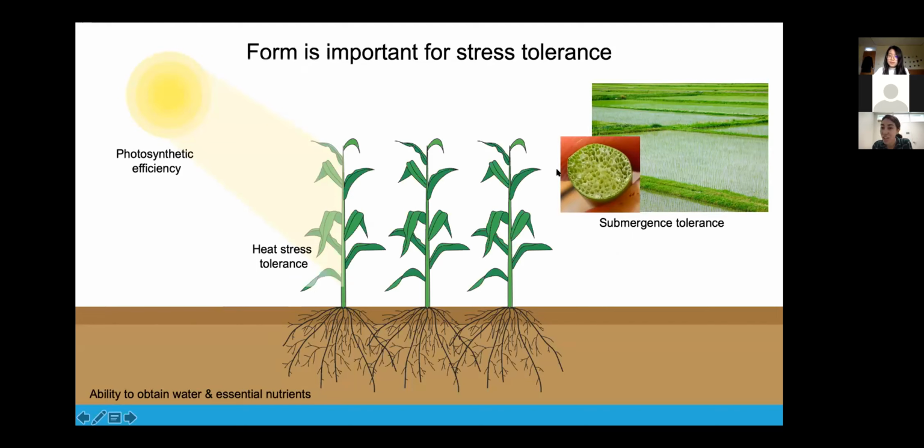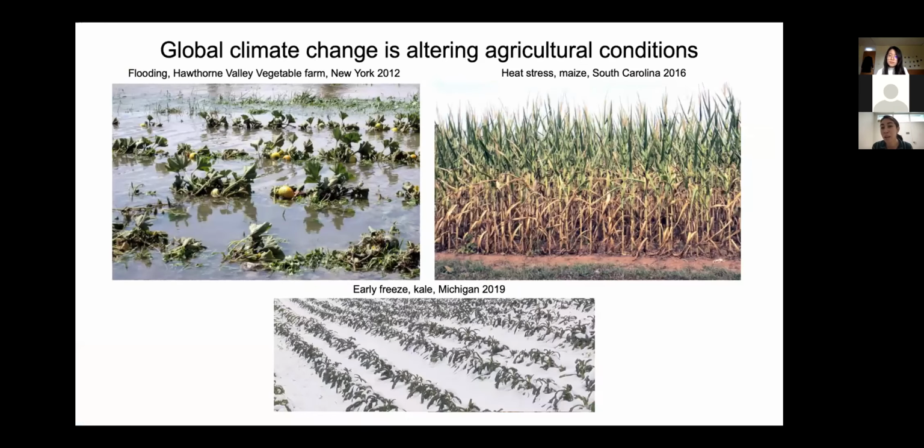In this case, the air channels enable plants to survive in flooded soils, where usually the flooding would submerge the root system and make it become hypoxic. These air channels deliver oxygen to the roots so that they can survive. I think the engineering of plants for environmental stress tolerance is going to become extremely important as global climate change alters the agricultural conditions in which we grow the plants that we rely on for food and also fuels, fiber, and medicines. These are just a few examples in the last couple of years in which different weather events have had catastrophic effects on the crop yields in the United States.